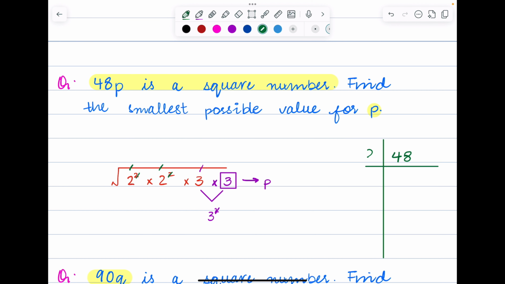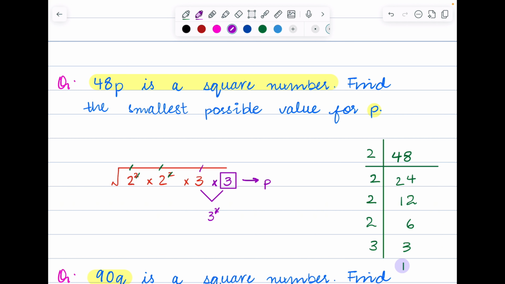so 48 divided by 2 would be 24. 24 once again is divisible by 2. I'm doing the prime factorization right now. That is 12. 12 divisible by 2 again is 6. Divide by 2 again is 3. And divide by 3 once more is 1. Right? So we have 1 at the end. That means the prime factorization is done.